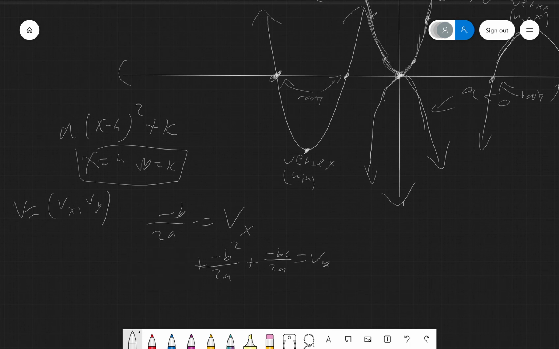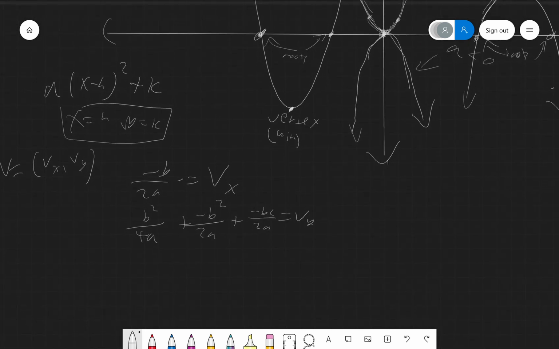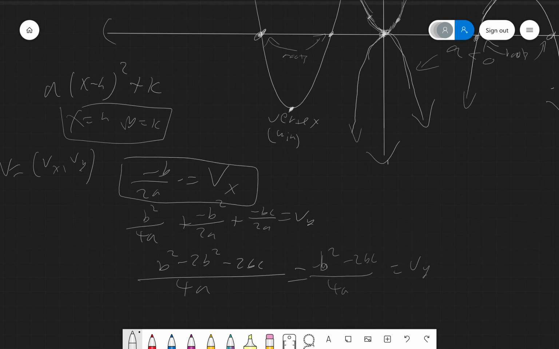That's b squared over 4a squared. So that's b squared over 4a. We can find the common denominator. But you don't have to. You can basically just do it, right? So that's b squared minus 2b squared plus minus 2bc over 4a. And that is negative b squared minus 2bc over 4a, right? And that's equal to vy. But just memorize this if you want to memorize anything.